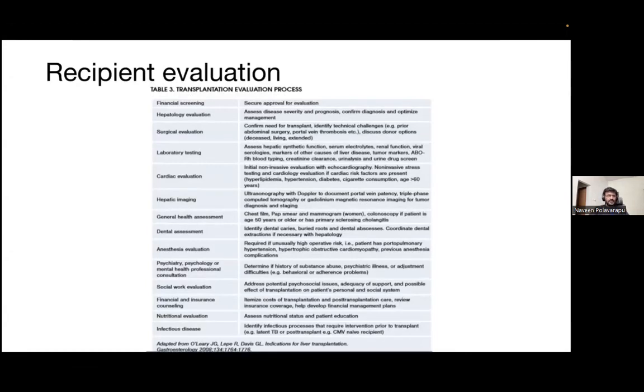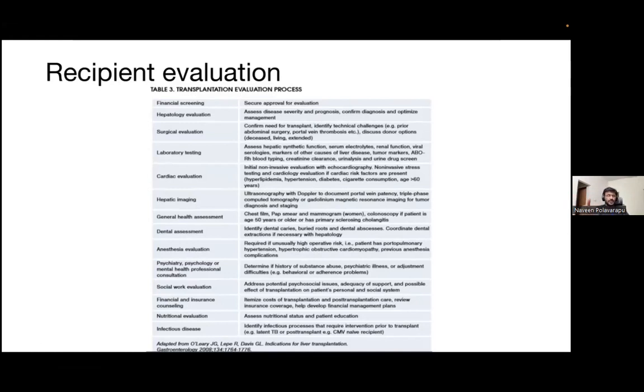As I said earlier, the recipient evaluation, we go through all these things in detail. Then only we consider for transplantation. And if in any of these evaluations they have any concerns, for example, the social worker might come and say to us that this patient doesn't have proper social setup, he's got poor compliance to the medications, or if this guy has got risk of recidivism, then we will say absolutely no to the transplantation for these patients.